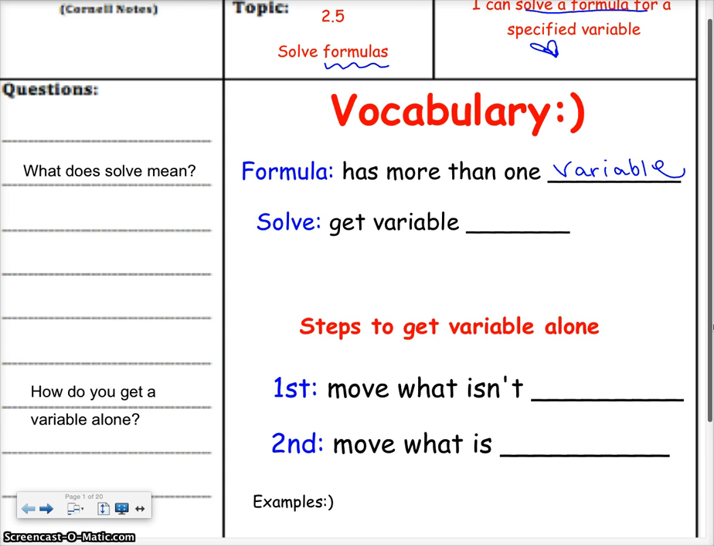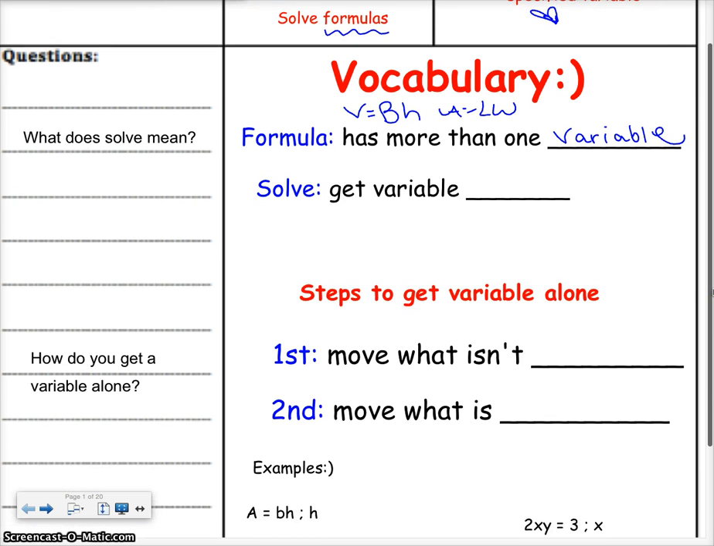You've been working with them for a long, long time. Like volume is equal to big B H. There are 3 variables there. What's another one? You also know area, length times width. Don't you know that? 3 variables, an A, an L, a W. Those are all formulas. A formula is just a bunch of different variables. And remember, when we solve, all you do is get a variable alone.